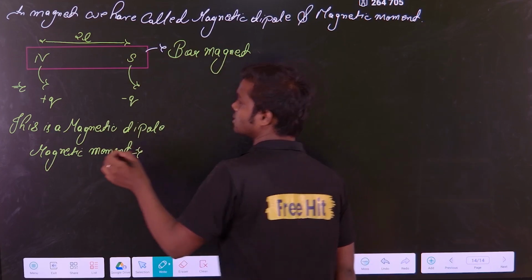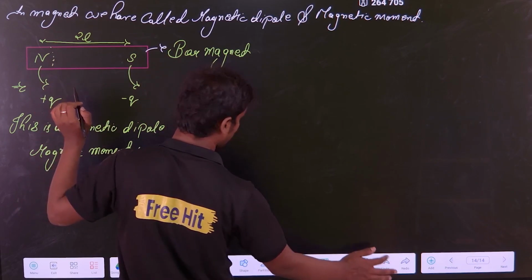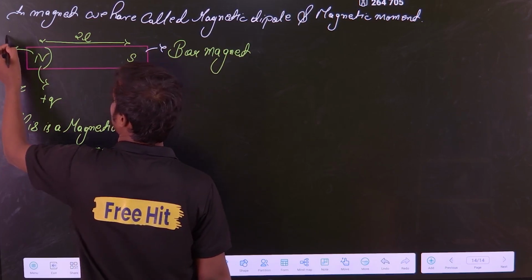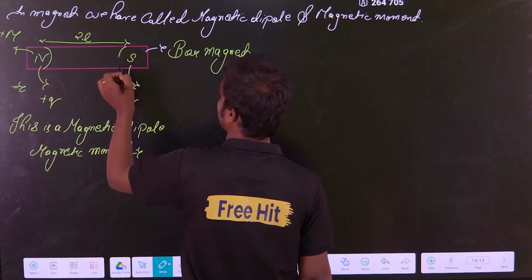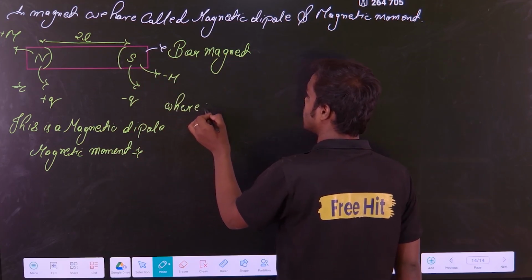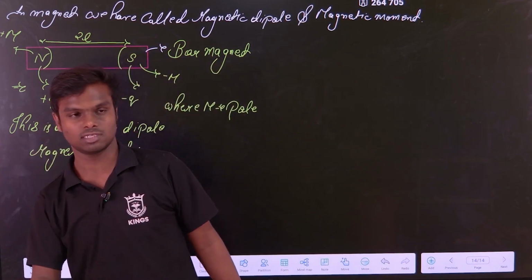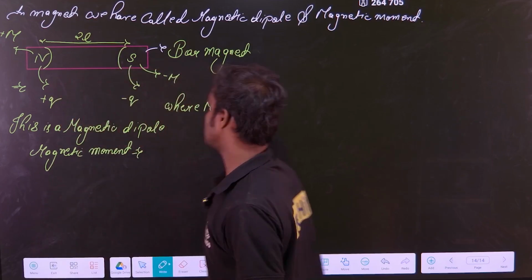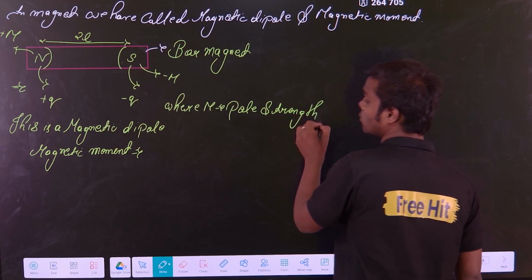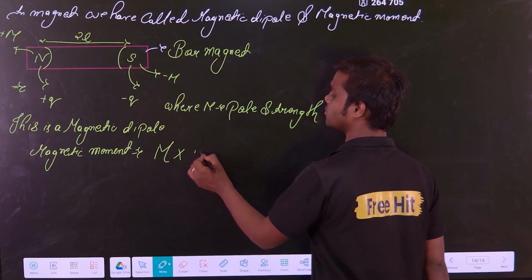There are two poles, so for these poles we have plus m and minus m, where m is termed the pole strength. Like q is some charge, treat it like that. It is a pole strength whose value will be given to you. So if I want to define my magnetic moment, I write pole strength into the distance between them, that is 2l.